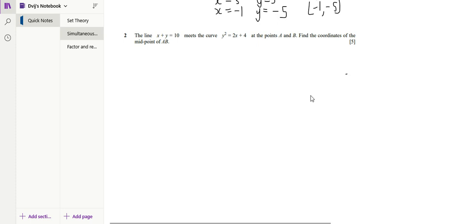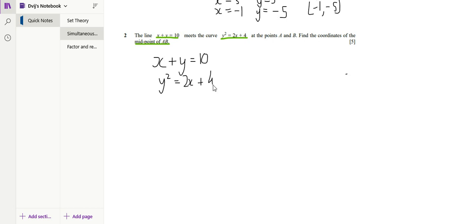So let's look at the last question now, which is asking us for a midpoint. Okay, so this is a bit new. We've got a line, we've got a curve, and we want the midpoint. So let's just write down what our two equations are. So x plus y is 10 and y squared is 2x plus 4. Cool. Let's say that's 1, let's say that's 2.